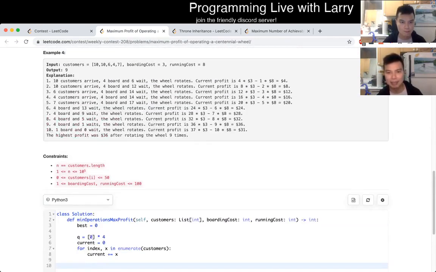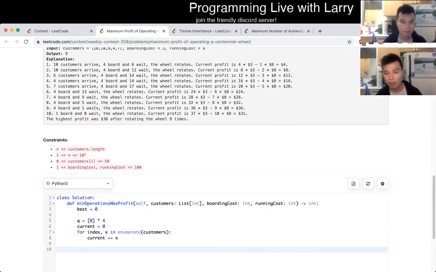I end up spending 6 minutes on this problem, which I thought was long, but it seems like a lot of people also spent a lot of time on this problem. Well, not a lot, but for Q2, against the top people in the world, it's a little bit long.